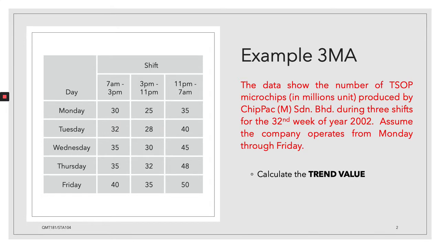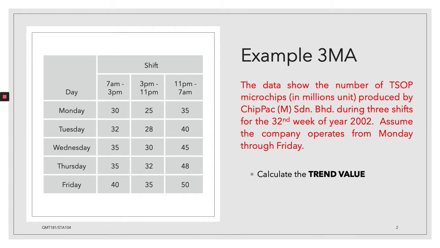Okay, your moving average for odd numbers can have 3 information, 5 information, 7 information, and so on. So now let us look at this example for odd data.